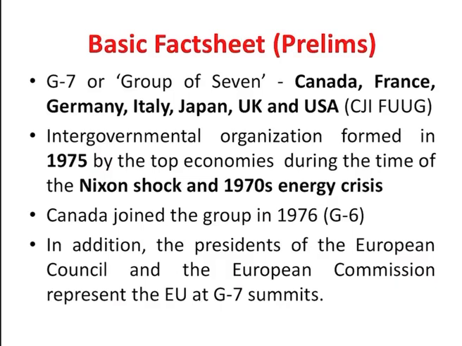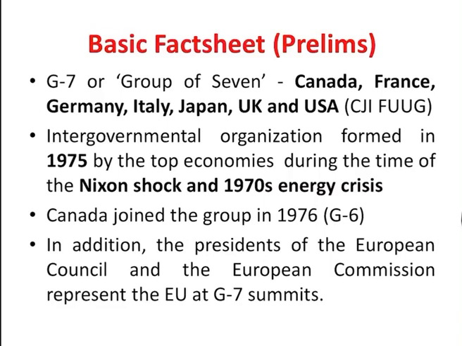Now G7 is an intergovernmental organization. It means that the governments of the respective countries established this organization G7 in 1975. Now, what was the context of the establishment of G7 in 1975? The 1970s energy crisis was the immediate trigger which forced the world leaders to make a group to deal with this energy crisis of the 1970s. And the Nixon shock was also a context during the establishment of G7.